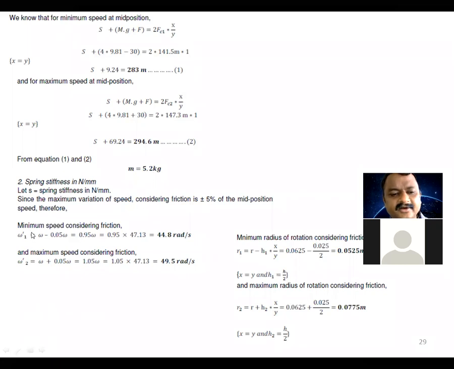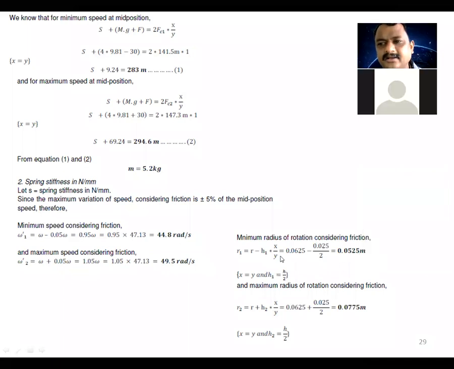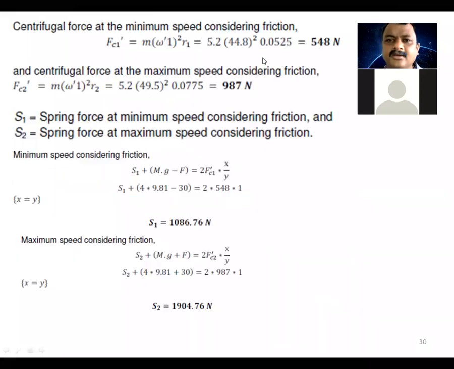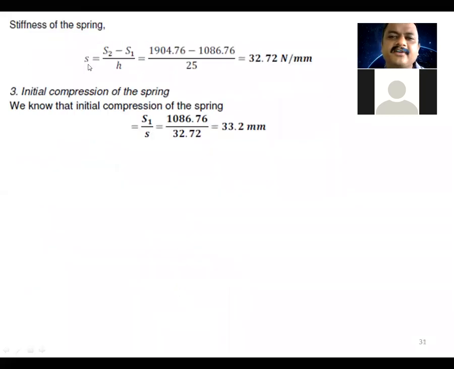The second thing is to find out, considering friction, what will be the speed change, and then the minimum and maximum radius of rotation, because we need the minimum and maximum radius of rotation to find out FC1 and FC2. And once we are done with that, new FC1 dash and FC2 dash will be there. Then we have S1 and S2, the spring force at minimum and maximum position. Again, using the same formula which we used in the previous case, we find out S1, S2. Once we find S1 and S2, I can find out stiffness of the spring, s equal to S2 minus S1 by h.